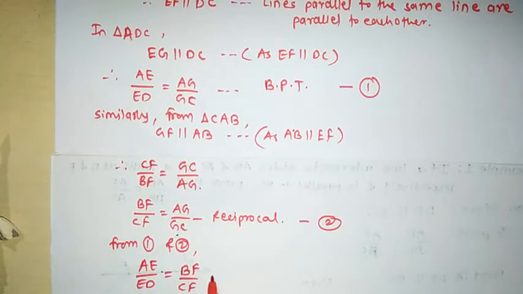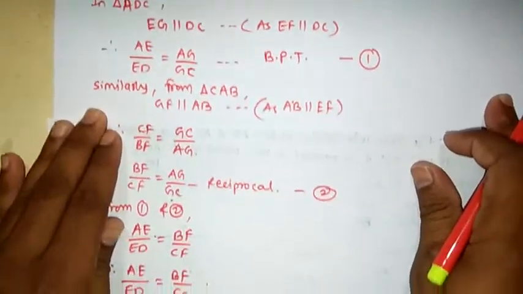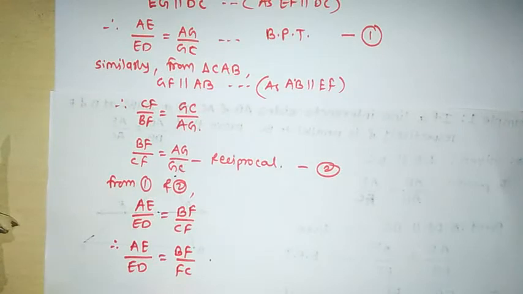Okay. And what we want in the proof, this only we want. Therefore this can also be written as AE by ED is equal to BF divided by FC. This is the only thing we want here. This CF can also be written as FC. FC or CF both are same. Hence proved.